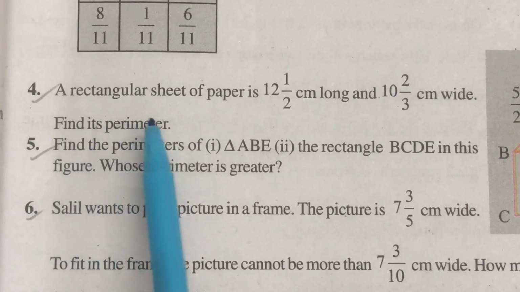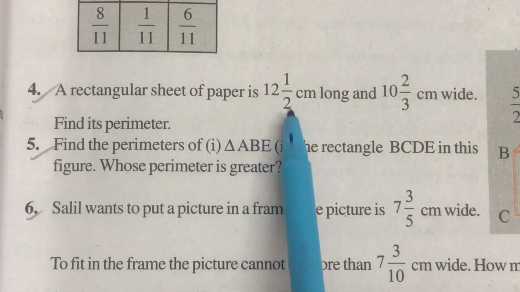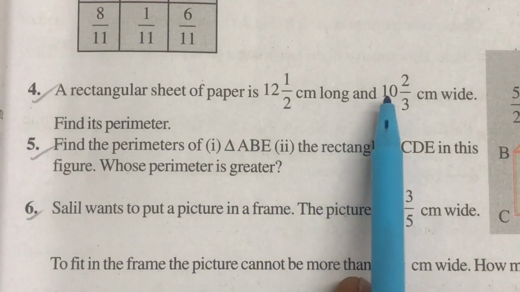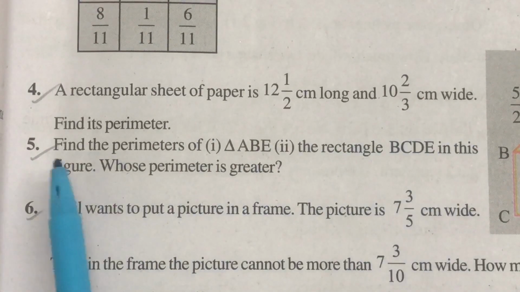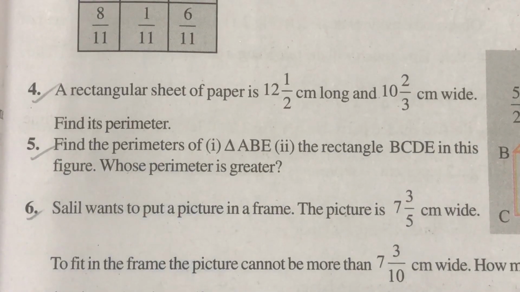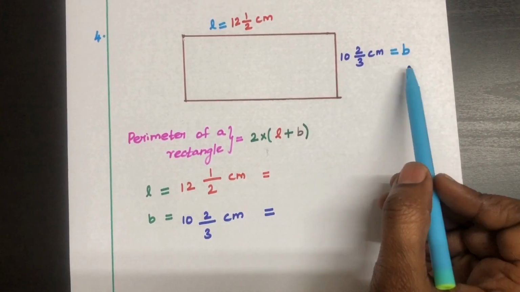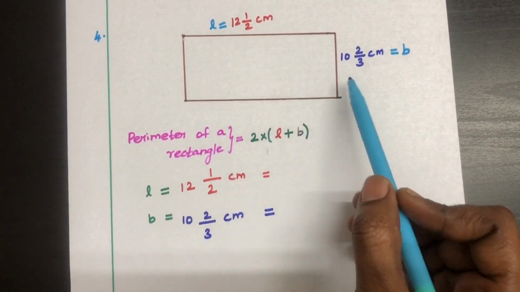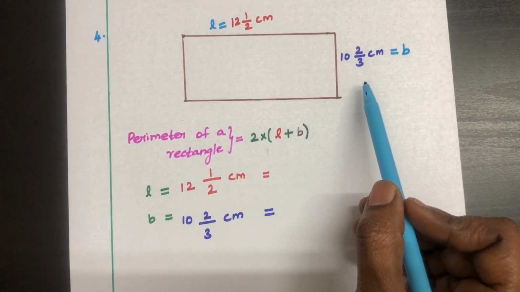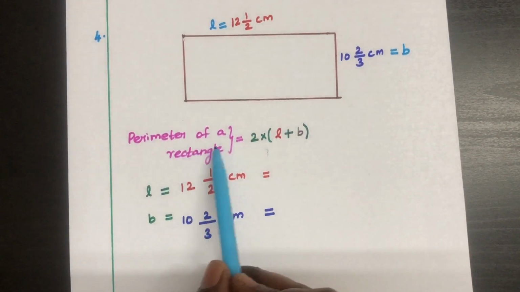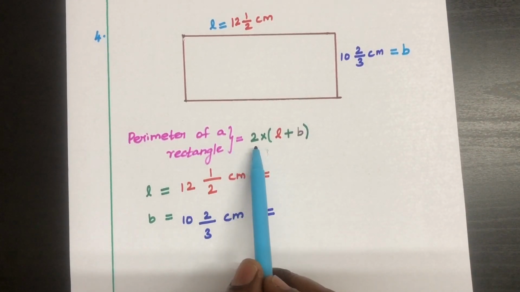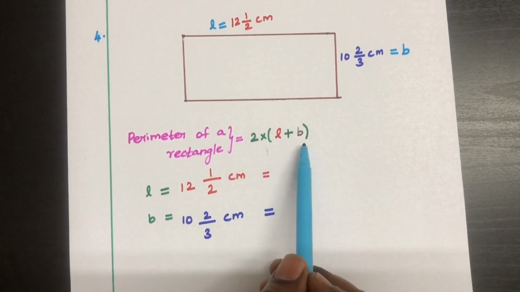Fourth question. A rectangular sheet of paper is 12 1/2 cm long and 10 2/3 cm wide. Find its perimeter. This is the rectangle. Length is already given. Similarly, this is the breadth. These are all in mixed fractions. So now we are going to find the perimeter of a rectangle. The perimeter of a rectangle formula is 2 into (L plus B).